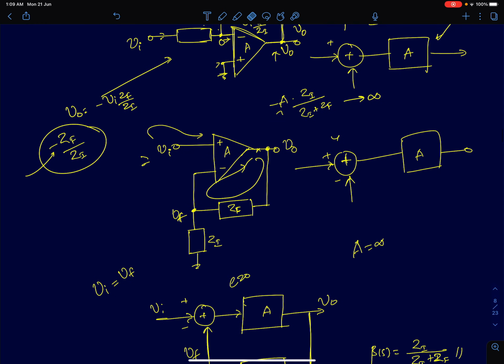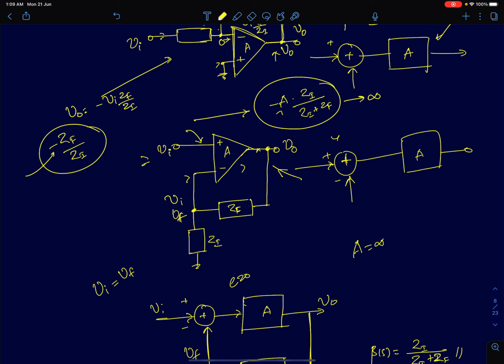Similarly, for the amplifier shown here, this is a negative feedback and the loop gain is written here. Since for an ideal op-amp A is infinity, the loop gain is infinity. The moment we say loop gain is infinity, the error has to be 0, which means the difference between the voltage at this node and the voltage at the negative node has to be 0, so both the voltages will be the same. So this node voltage comes to Vi.